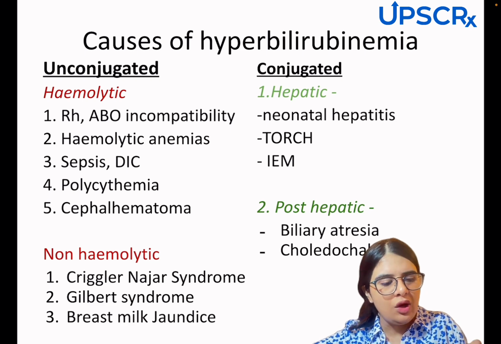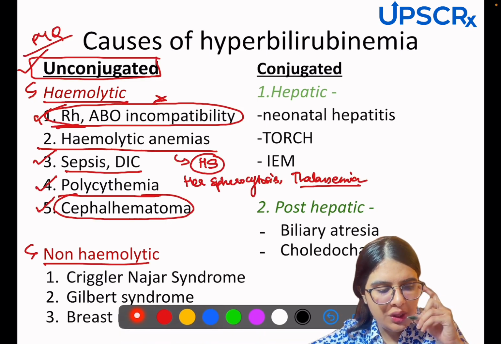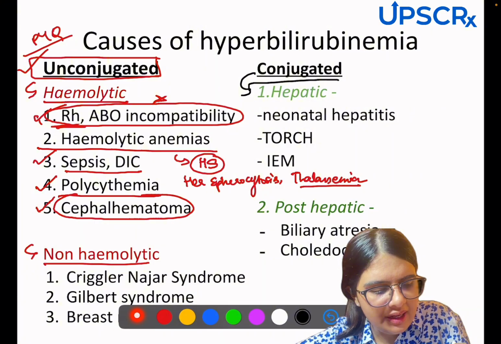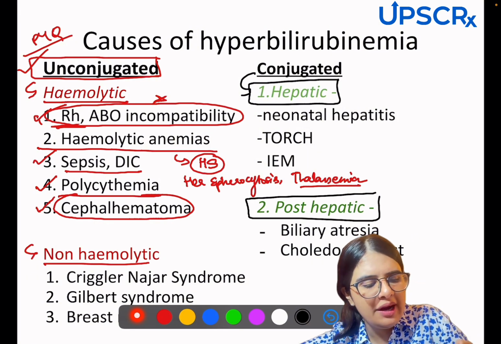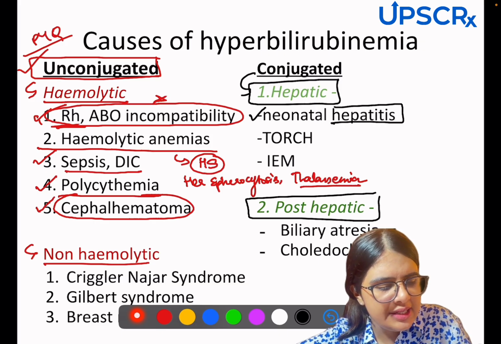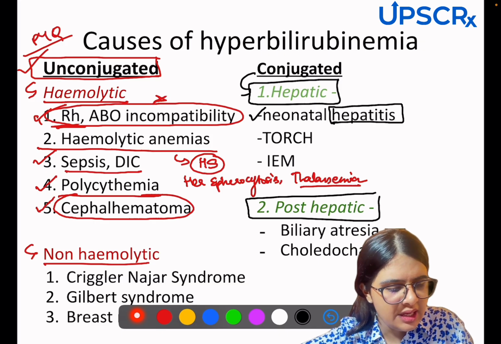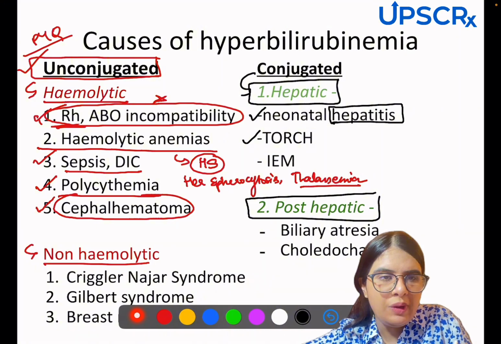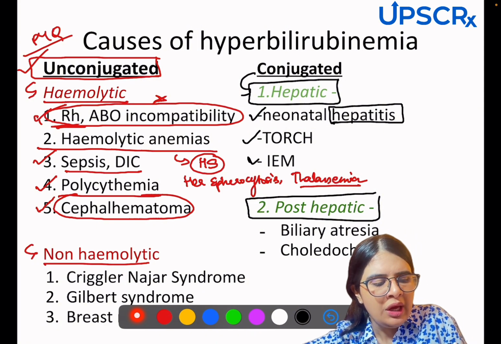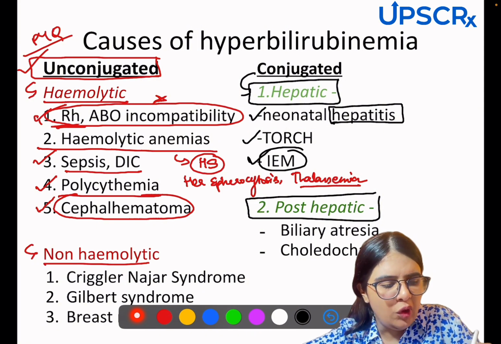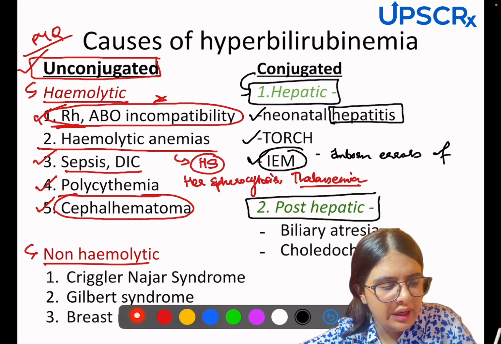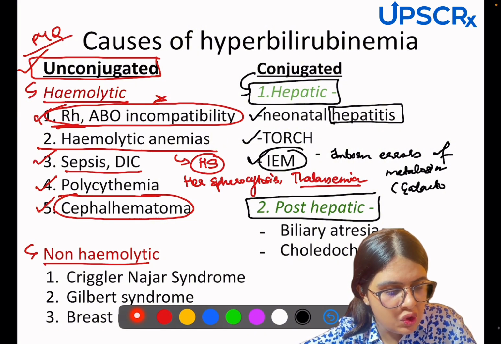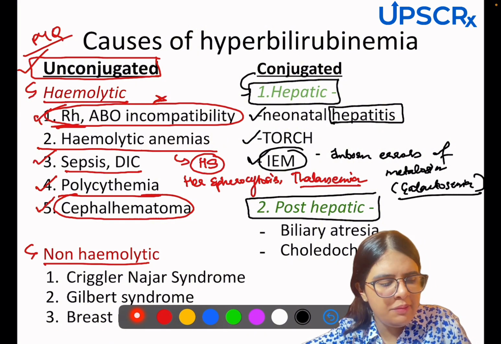Okay. Then conjugated hyperbilirubinemia causes. So conjugated hyperbilirubinemia can be divided into hepatic and post-hepatic. Hepatic causes are neonatal hepatitis, TORCH infections, right? Toxoplasma, rubella, CMV. IEM is inborn error of metabolism, like galactosemia. So this also causes conjugated hyperbilirubinemia.